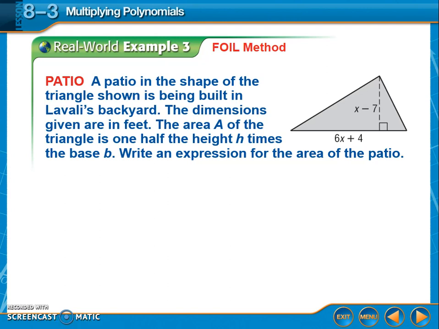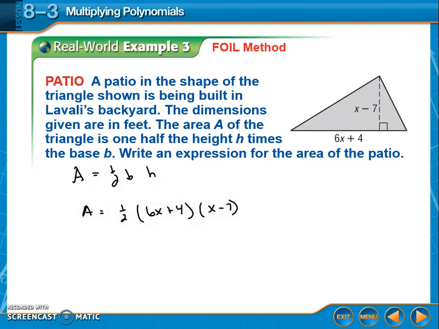Okay, so we're doing 1/2 base times height. And we're going to place what each of those are. So area is going to be equal to 1/2. My base is 6x plus 4. And my height is x minus 7. So what I want to do, I can do this two ways.